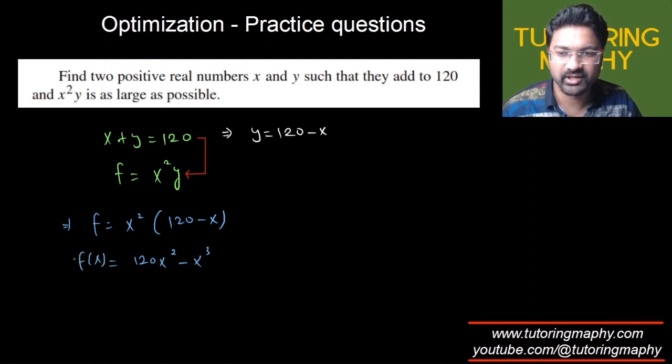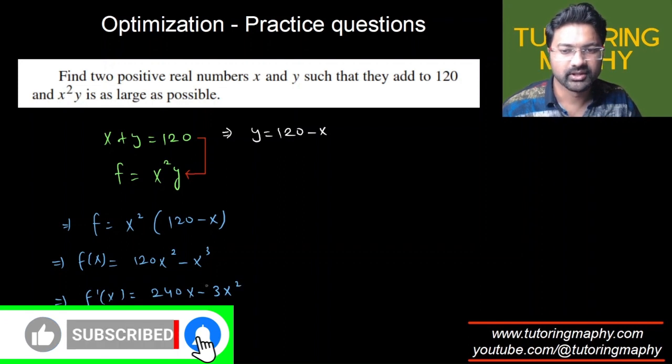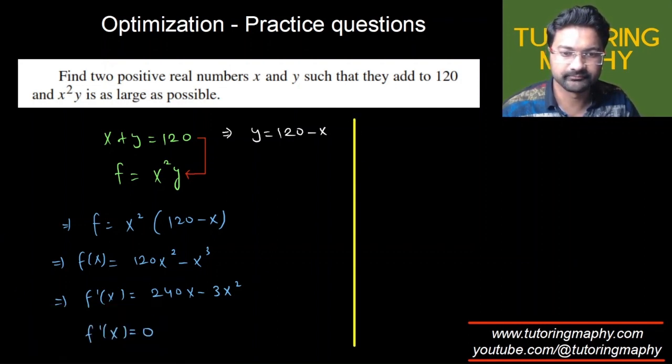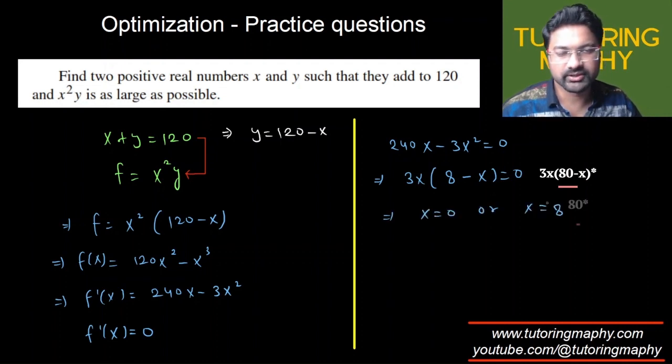This is going to be the function, and all you have to do is find the derivative. So f prime of x is going to be 240x minus 3x squared. Then I have to equate it to 0 to find the critical points because it cannot be infinity. So the critical points are going to be where 240x minus 3x squared is equal to 0, which means that 3x times (80 minus x) is equal to 0, which means that x is equal to 0 or x is equal to 80.